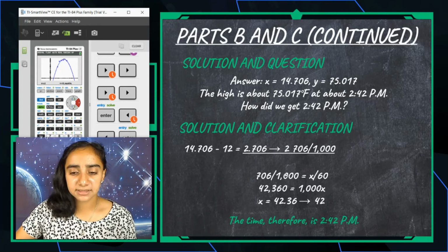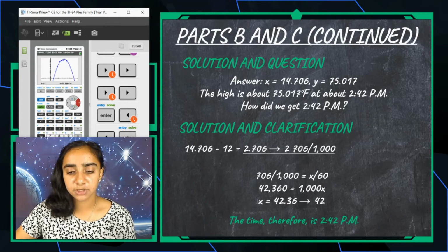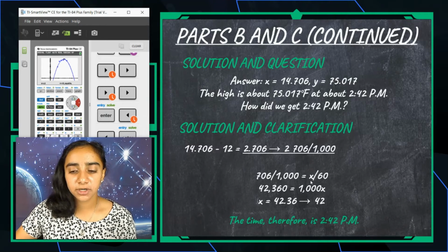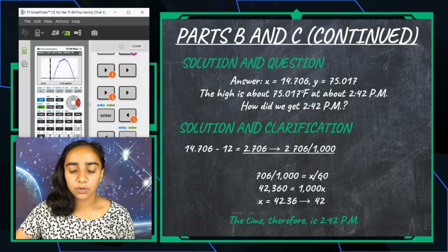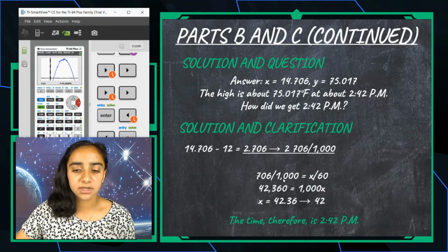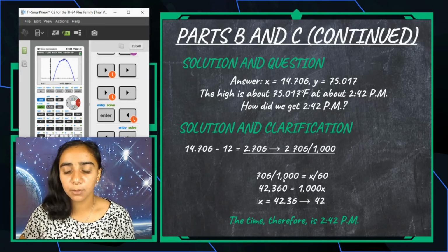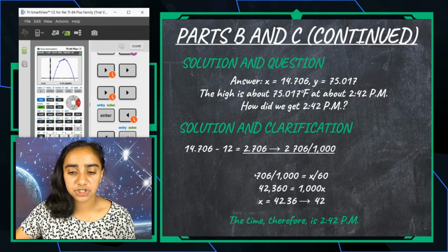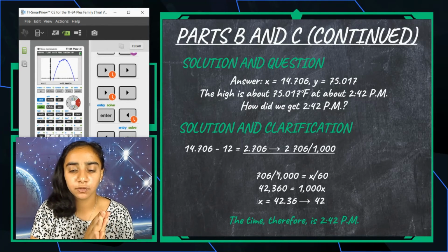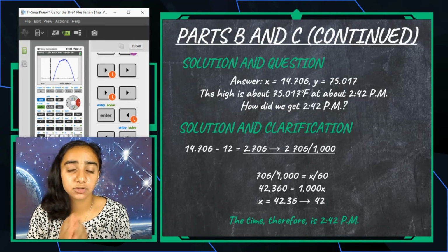The reason we wrote it as this is so that we can set up this ratio right here. So 706 over 1,000 equals x over 60. What does this mean? We're trying to convert this into minutes. And in order to do that, how many minutes are in an hour? 60. So this 706 over 1,000 is some amount over 60 minutes. We're trying to set up a ratio, and we're trying to calculate how 706 over 1,000 translates to minutes. So that is the question.